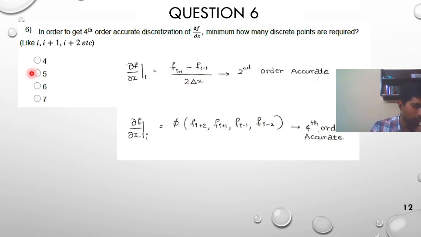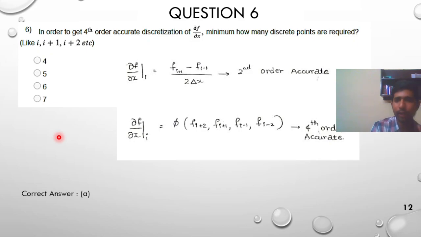But your answer 5, which many of you wrote, is correct if you use forward difference or backward difference. You will be requiring 5 grid points, but they have asked for the minimum. Minimum is 4, because I am using the central difference scheme. So option number A should be correct. Okay, I hope this is understood.